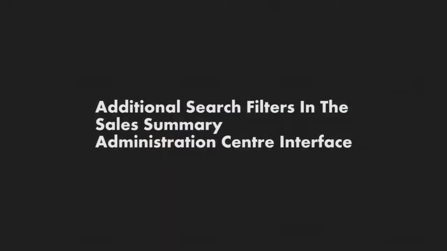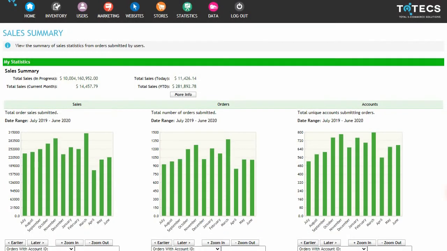Within the TOTECS 13.3 release, we've added a new capability into the Sales Summary Administration Center interface to provide more filters on how we can filter down the statistics that display here to our administrators, to be able to analyze and see how ordering is progressing for different segments within their customer base.